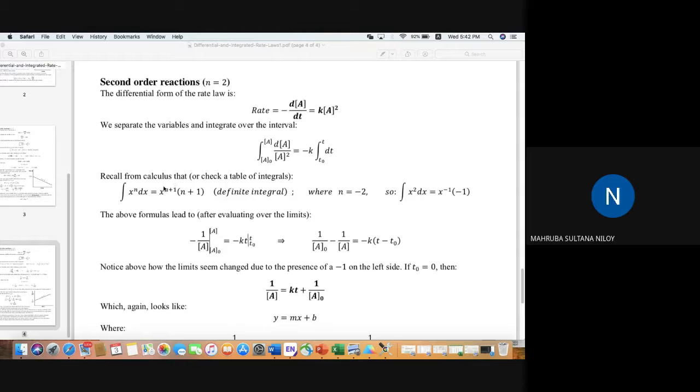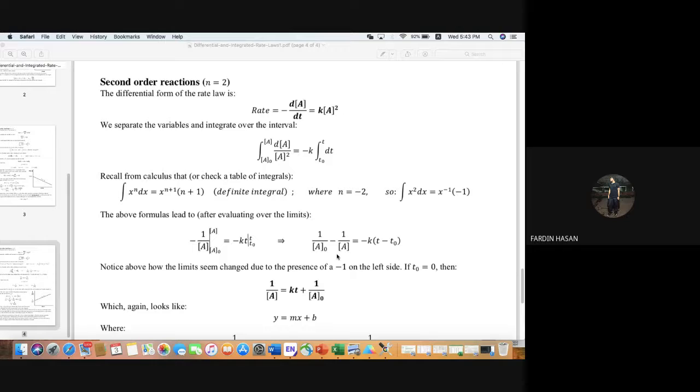Minus 2 plus 1, right? Yes, sir. So it will be minus 1, right? x to the power minus 1, right? Yes, sir. Is it clear to all? Yes, sir. Okay, then if we put the limits, we'll get something like this, right?